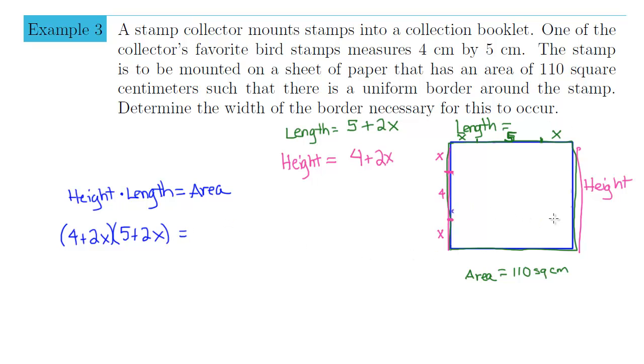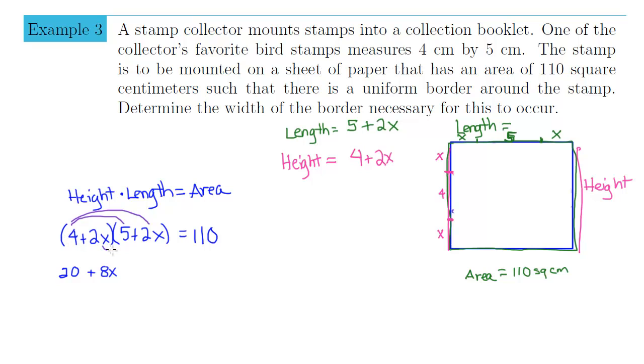And the area of this entire rectangle, the 4 plus 2x times the 5 plus 2x, that area is 110 square centimeters. So now we just have to solve this equation. This equation here will solve our problem. We multiply out using the distributive property, right? We're going to take 4 times 5 and 4 times 2x. And so that's going to start us out with 20 plus 8x.